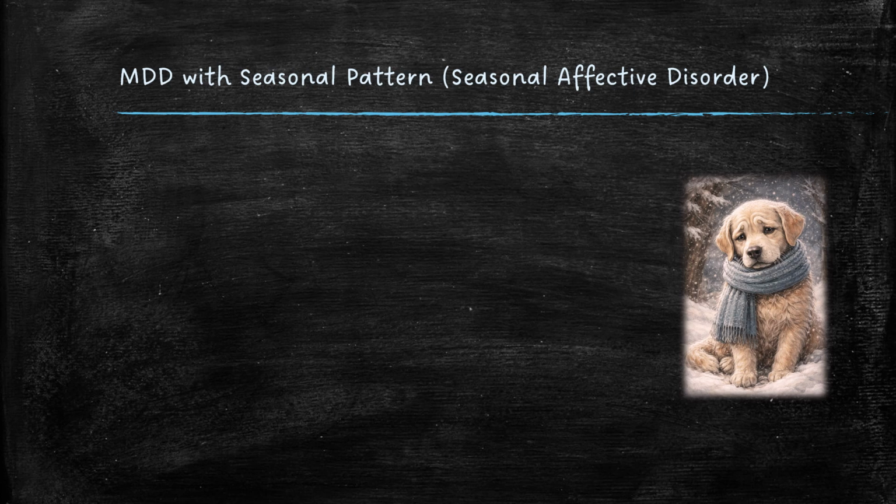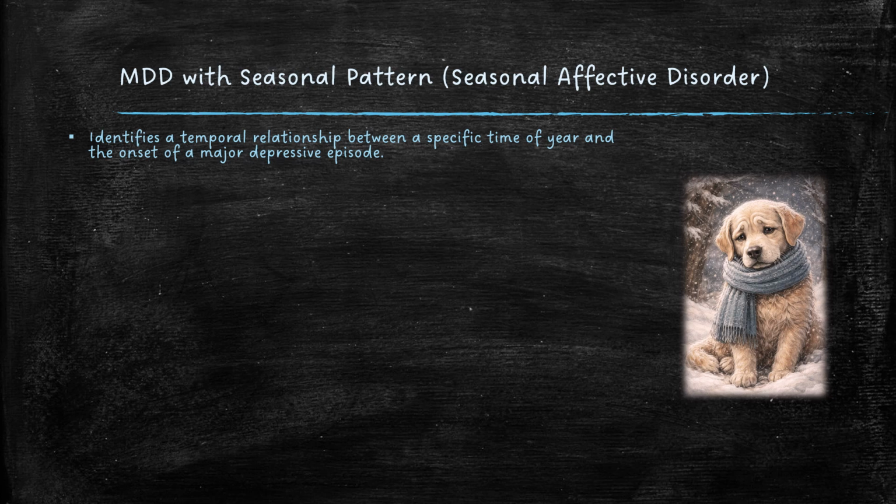MDD with a seasonal pattern or seasonal affective disorder is also commonly tested. Now, it identifies a temporal relationship between a specific time of year and the onset of the major depressive episode. This frequently is observed as winter depression beginning in the fall, continuing in the winter, but it can occur at any time of year, just it has to be that time of year every year in order for it to meet criteria for seasonal affective disorder.